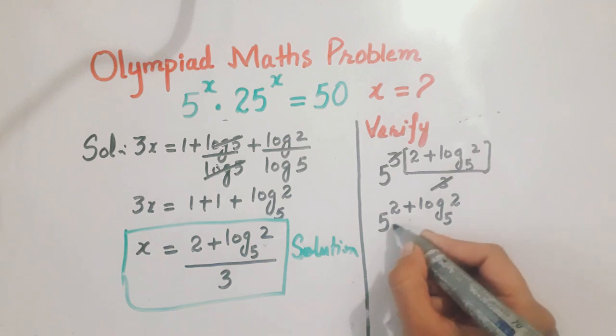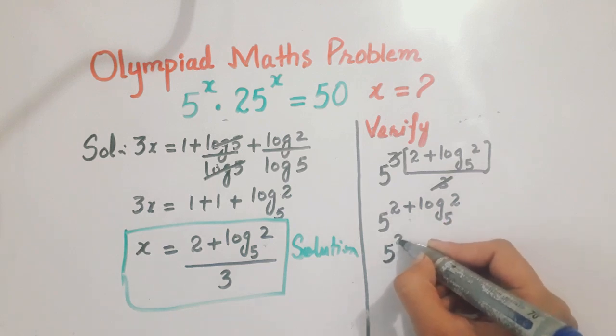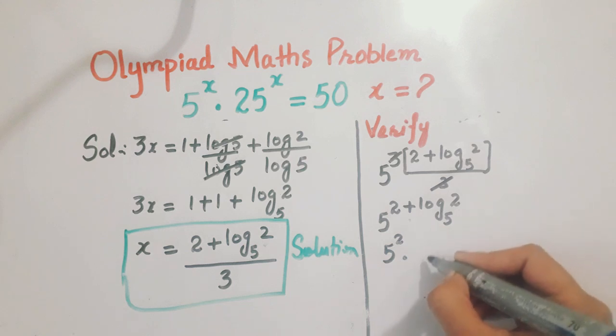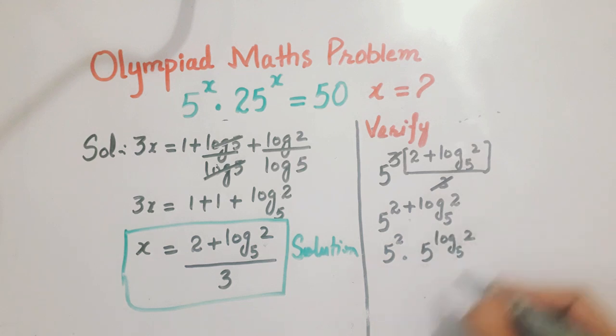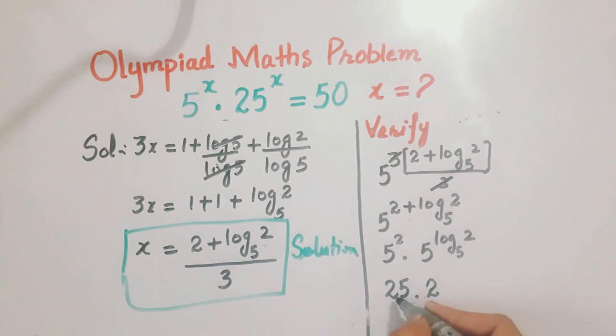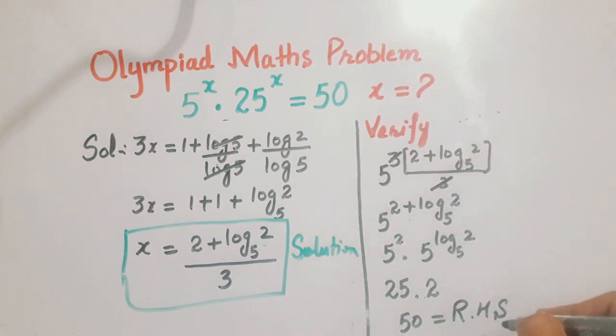Now, when both powers are added, we will write this in the multiplication form. So 5 square into 5 raised to power log base 5 and 2. So it means 5 square is 25 and this 2 is in the start. So 25 into 2 is 50. That equals right hand side. So by taking left hand side, we have got the right hand side. It means that our solution is correct.